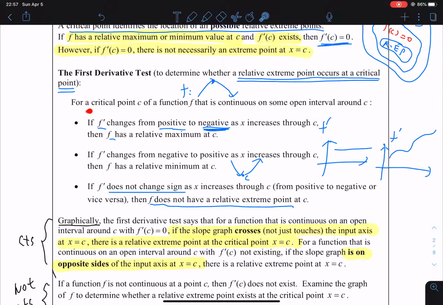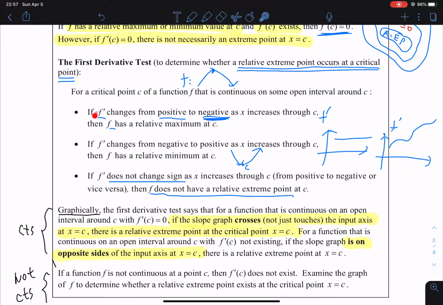So the first one, because now all the options are critical points, so it must be a critical point. For a critical point C of the function f, that is continuous on some open interval around C, that is continuous, of course. If the derivative changes from positive to negative, if the derivative is positive it means the function is increasing. If the derivative is negative it means the function is decreasing. So increasing, then decreasing, you can see this special point is actually a relative maximum point. So it must be a relative maximum, and similarly for a relative minimum.